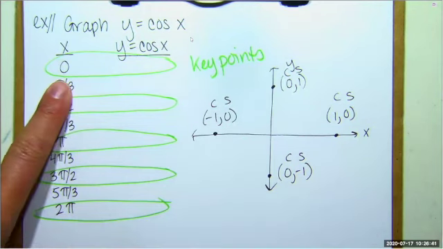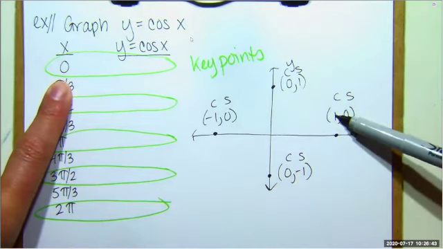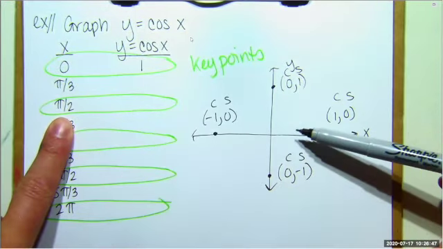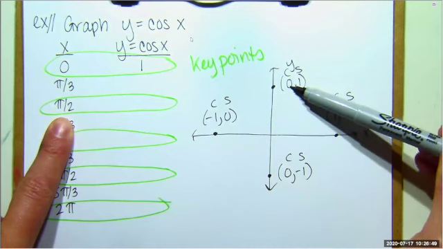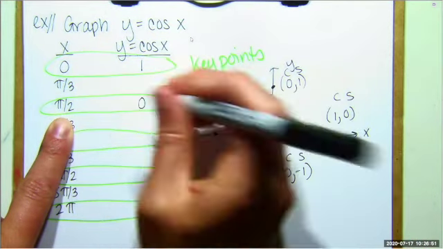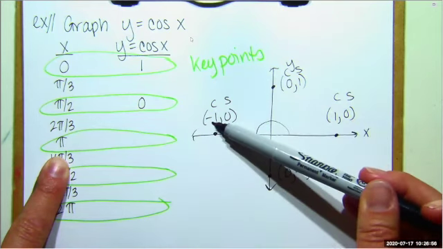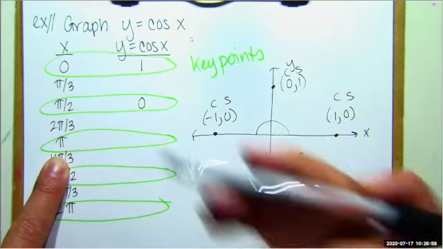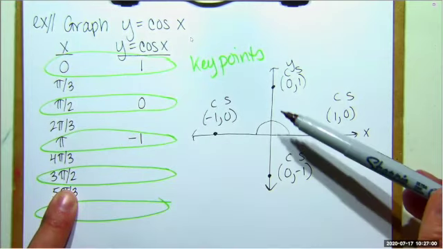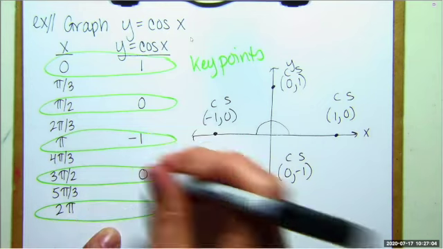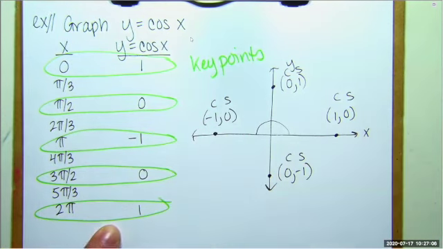So when x is 0, cosine is 1. When our angle is pi over 2, right, that's 90, cosine is 0. When our angle is pi, so that's 180, cosine is -1. And when our angle is 3 pi over 2, cosine is 0. And then at 2 pi, we're back at 1.